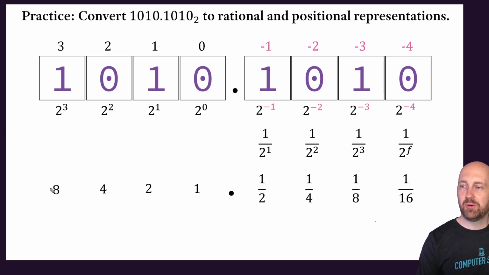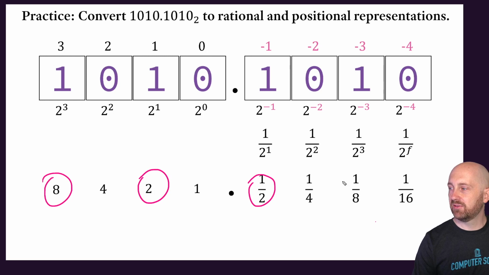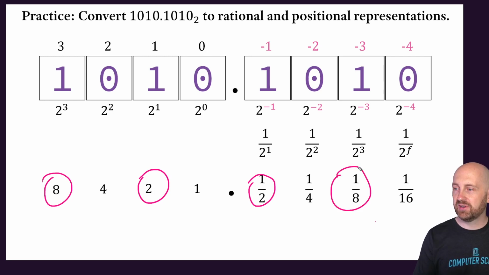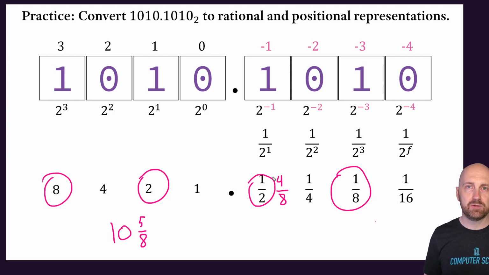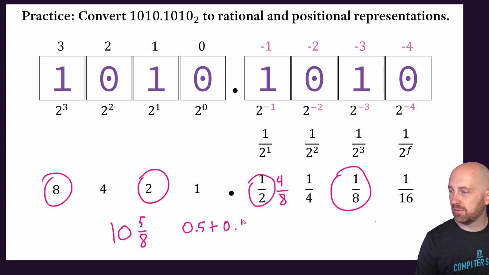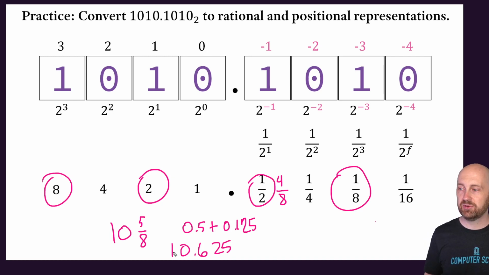If you take only the numbers where there's a 1 in that position, so the 8s position, the 2s position, the 1/2s position, and the 1/8s position, and we sum those numbers together. So this would be 10 point, and then we sum, and let me just write the fractional value of this first. So 1/2 would be 4/8, right? And this would be 10 and 5/8. Or we could compute that out to the decimal representation as well, which would be 0.5 plus 0.125, which is 0.625, or 10.625 is what this would have been in a decimal positional representation in base 10.